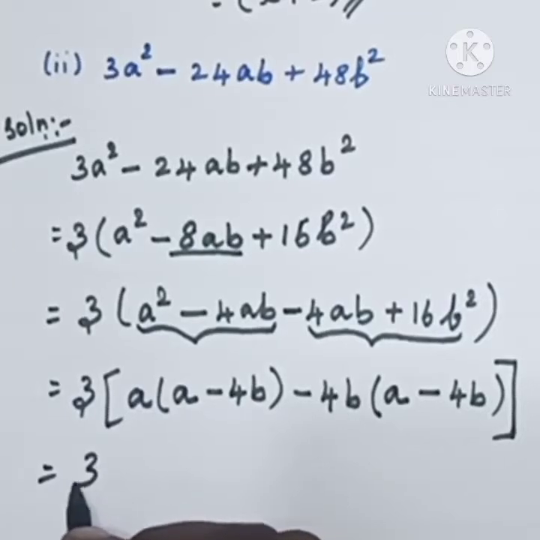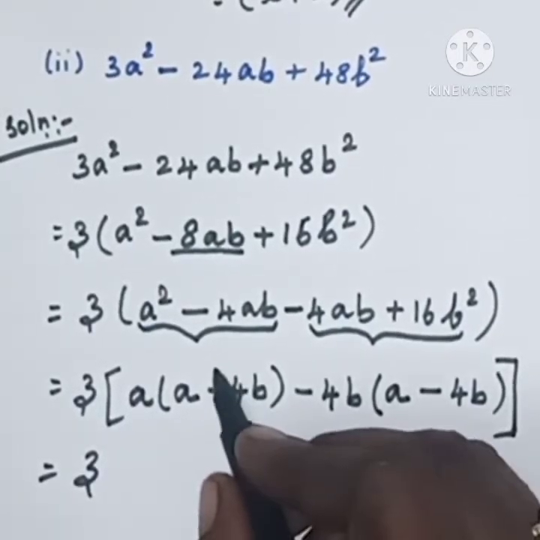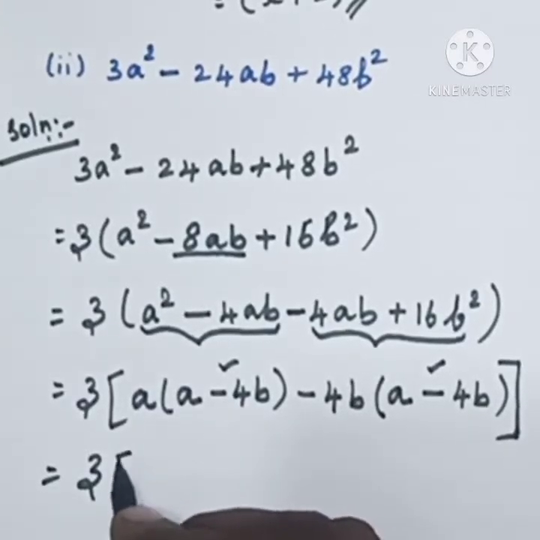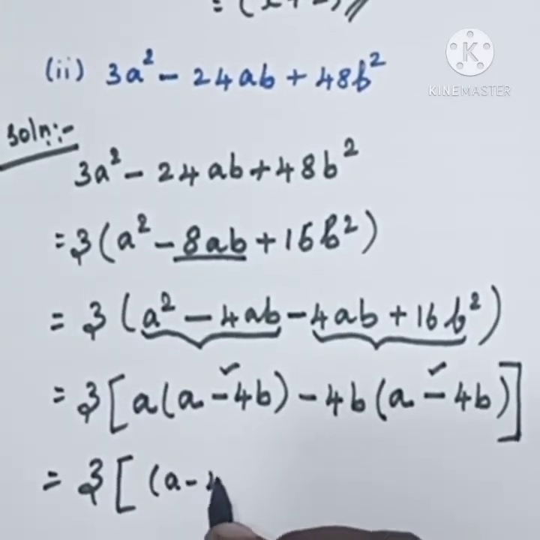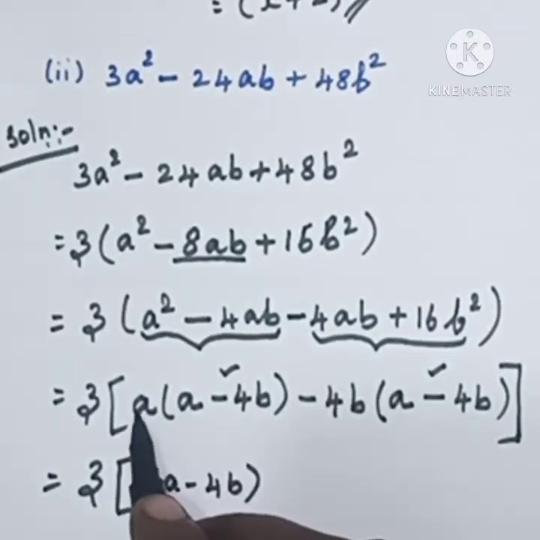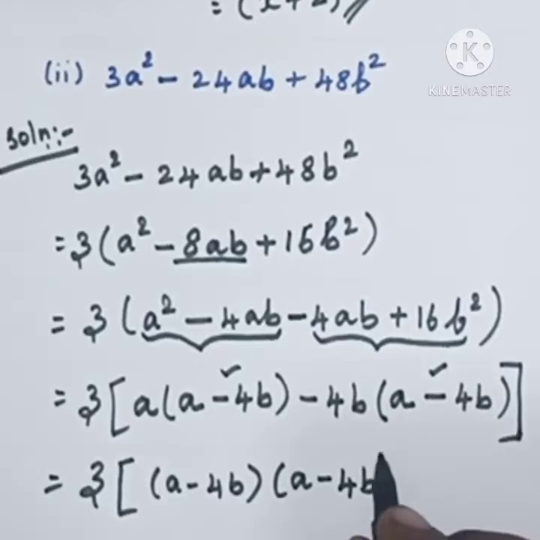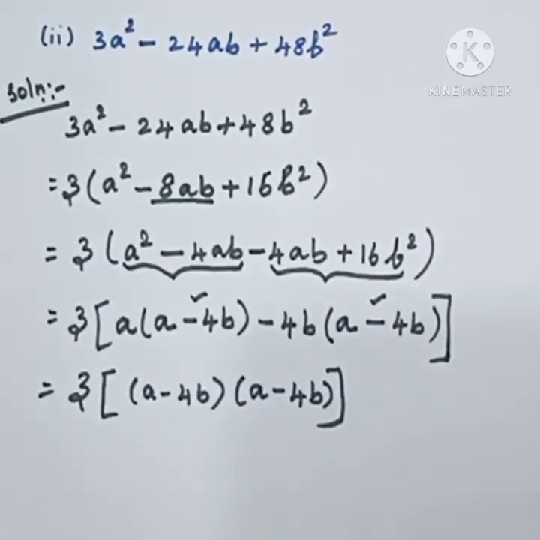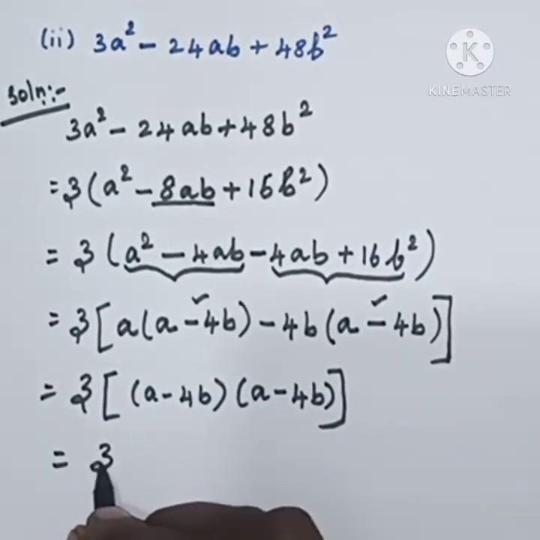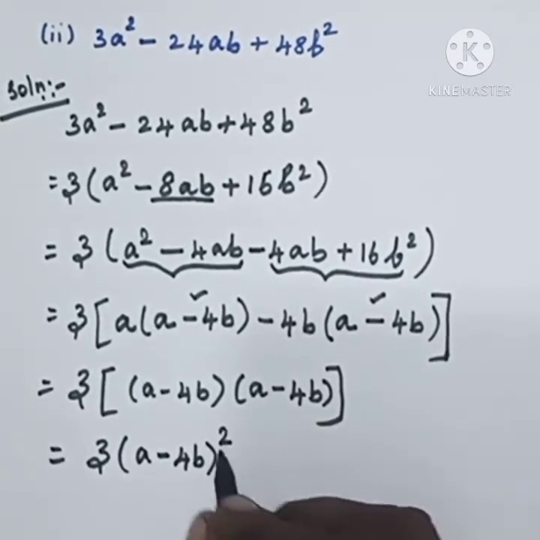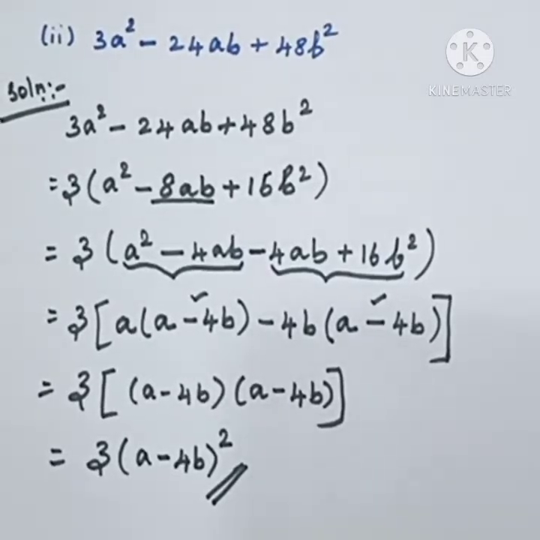Which is equal to 3 into, inside the bracket we have a minus 4b and a minus 4b. So write one a minus 4b, and outside the bracket write a minus 4b as it is. Which is equal to 3 into a minus 4b the whole square. This is the answer for the second sum, second subdivision.